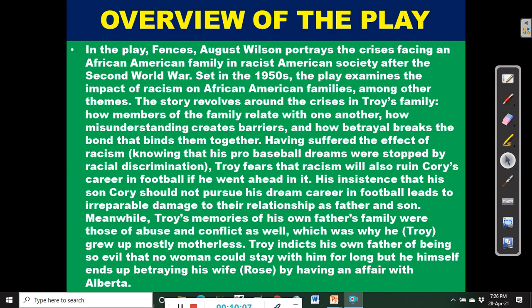Meanwhile, Troy's memories of his own father's family were those of abuse and conflict as well, which was why Troy grew up mostly motherless. Troy indicts his own father of being so evil that no woman could stay with him for long, but he himself ends up betraying his wife Rose by having an affair with Alberta. All right, so that is an overview of the play.